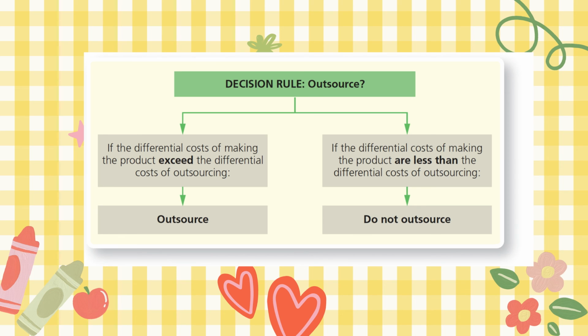So the decision rule here to outsource: if the differential cost of making exceeds the differential cost of outsourcing, I'm gonna go to the lower cost, so I'm gonna choose to outsource. If the differential cost of making is less than the differential cost of outsourcing, I'm gonna make. I'm not gonna outsource.